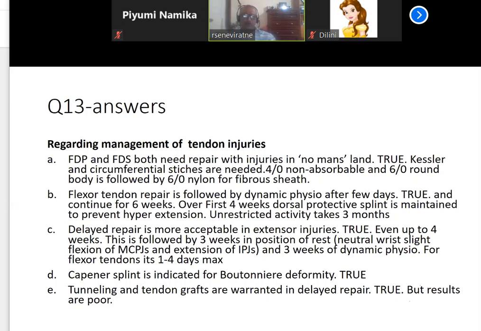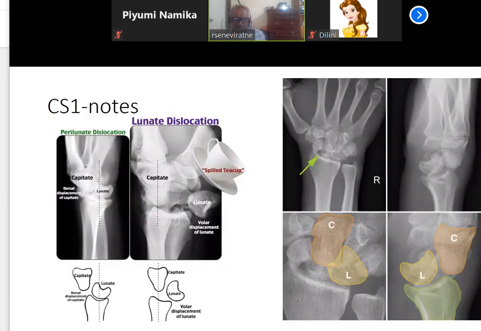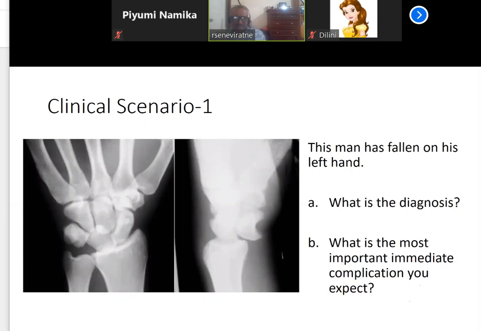So now we go to some clinical scenarios. Somebody please unmute and answer. Right, one person. This man has fallen on his left hand. What is the diagnosis? You can see. What is the diagnosis, you think? Anybody?